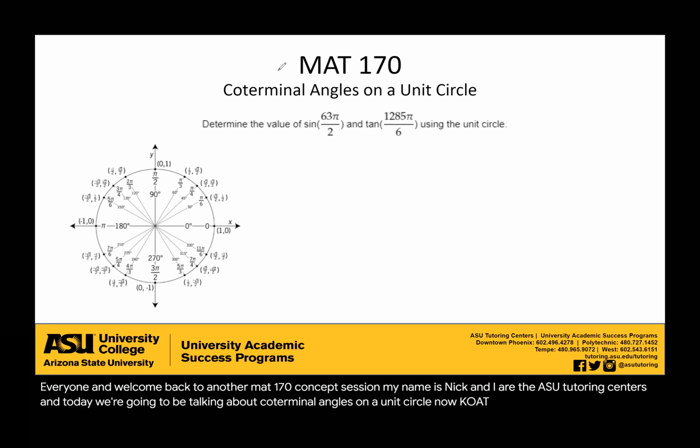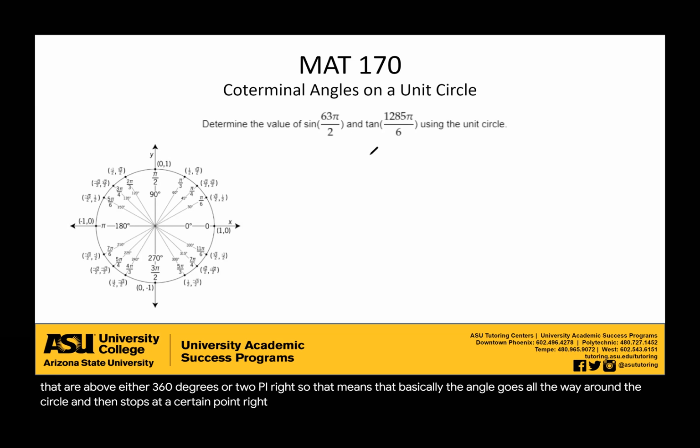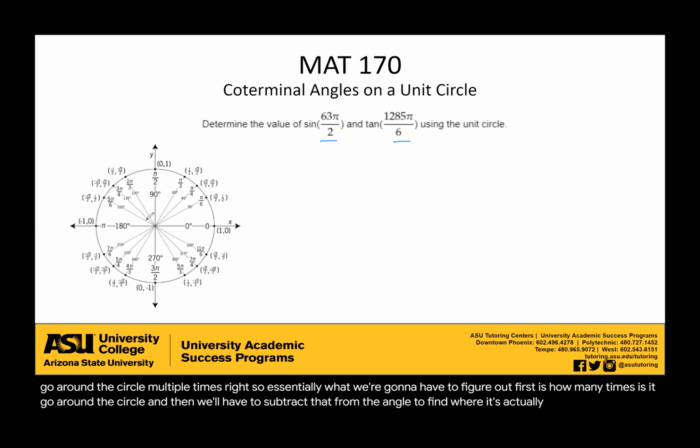Now, coterminal angles are basically angles that are above either 360 degrees or 2 pi, right? So that means that basically the angle goes all the way around the circle and then stops at a certain point. In our cases here, the angles we're going to be looking at today go around the circle multiple times. So essentially what we're going to have to figure out first is how many times it goes around the circle, and then we'll have to subtract that from the angle to find where it's actually stopping.